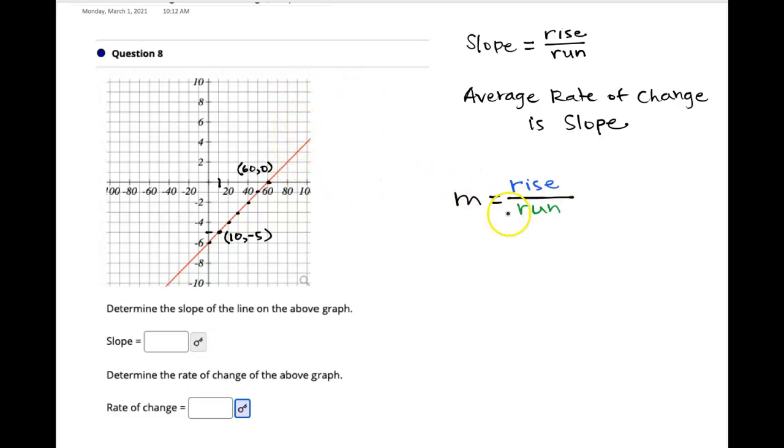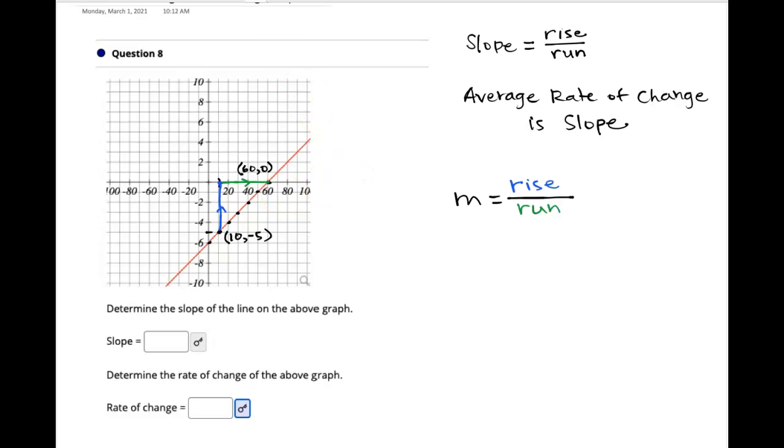If I was looking at the picture trying to figure out the rise over the run, I'm going to go from -5 up to this 0 here. I'm just going to draw a line like this, where I would meet up with that other point. So I'm going up from -5 to 0, and then I need to move from 10 over to 60. There is my rise over my run.